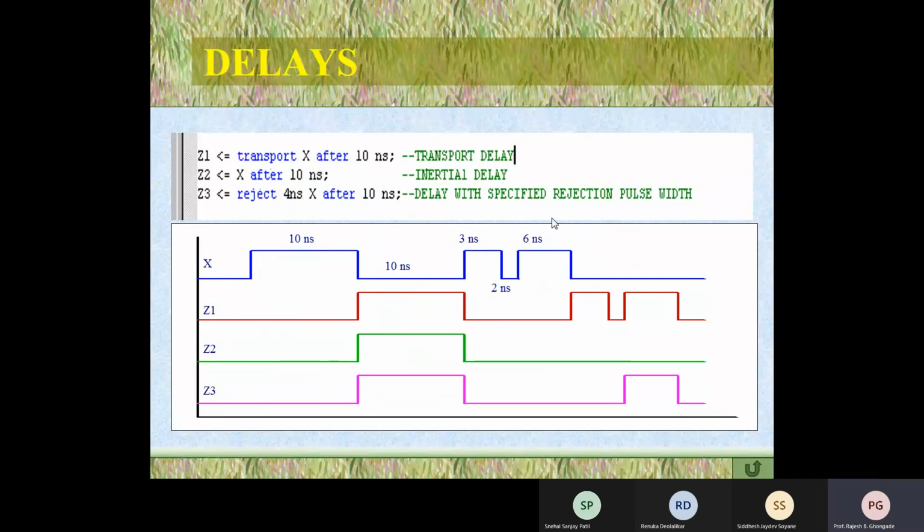Are you able to see the differences? The outputs Z1, Z2, Z3. Yes, sir. So this may be useful to you at the time of, let us say, functional simulation. That is, all right.